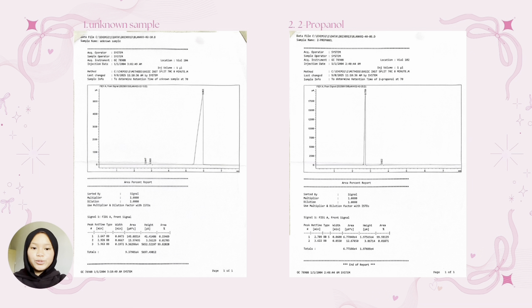The chromatogram shows a single major peak at 2.709 minutes with an area percentage of 99.98%, confirming that the standard is highly pure. Since this retention time is much shorter than that of the unknown sample, we can conclude that the unknown compound is not 2-propanol.